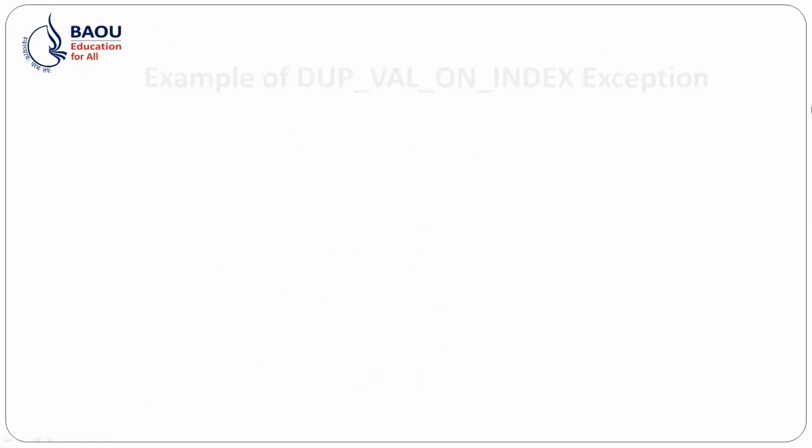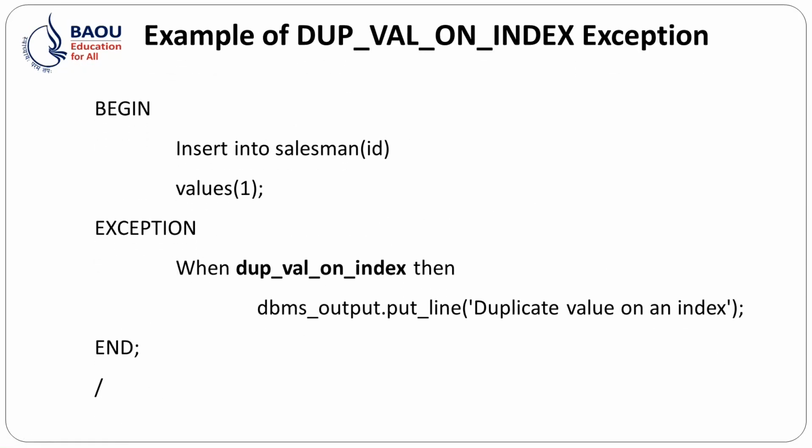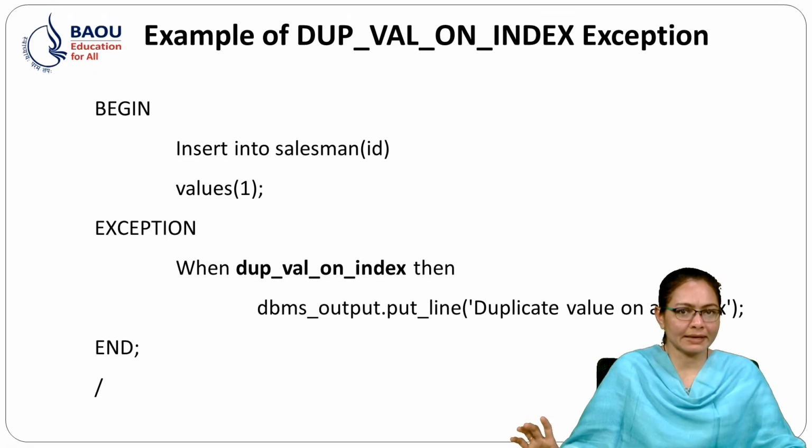Now, the next is the duplicate value on index exception. The duplicate value on index exception is raised when the SQL statement tries to insert a duplicate value in the ID column of the salesman table, on which the primary key and unique constraint are defined.